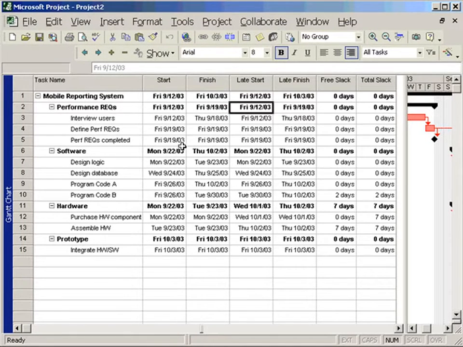So, given this information, all other things being equal, we would argue that this is not a very sensitive network, that the chances are low that the original critical path will change once the project is underway.